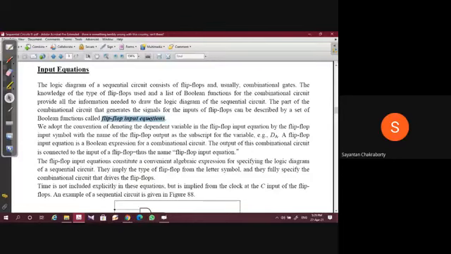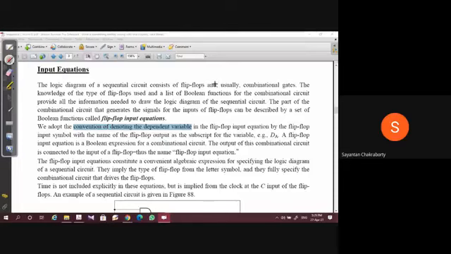Now we'll discuss how to analyze a sequential circuit. We should start with the flip-flop input equations, or the manner in which the flip-flops are excited. Before going to that, we have to adopt some convention. What is the convention for denoting the dependent variable? The dependent variable in the flip-flop input equation is denoted by the flip-flop input signal. So if the flip-flop is a D-type flip-flop, the input is denoted by D.